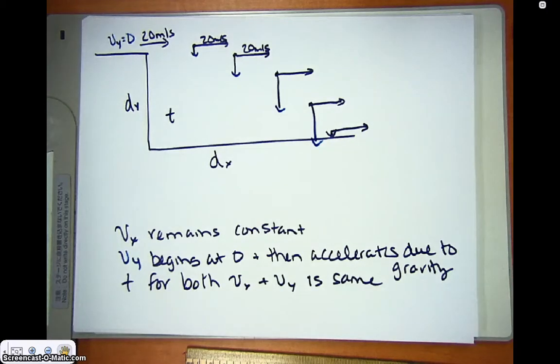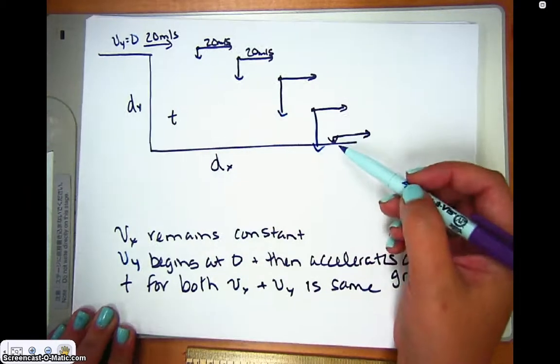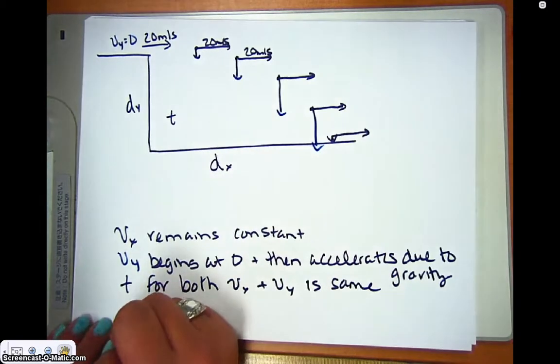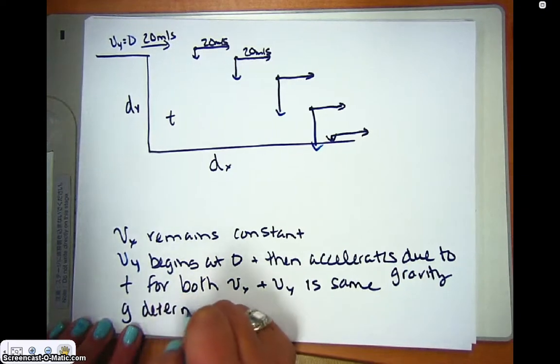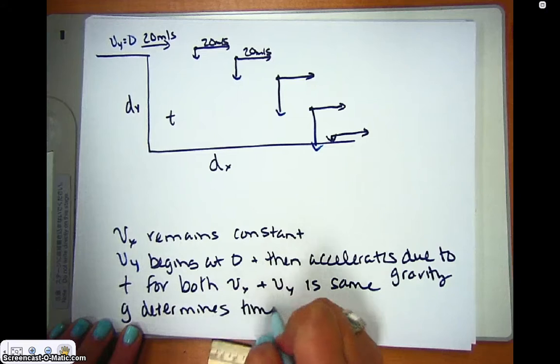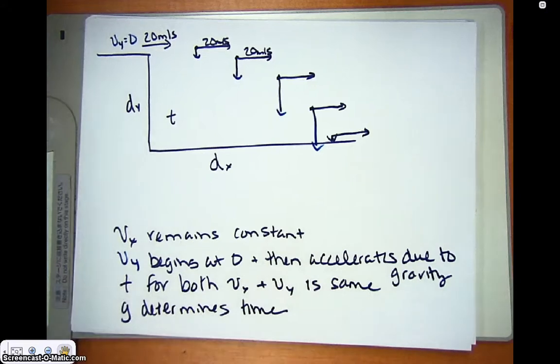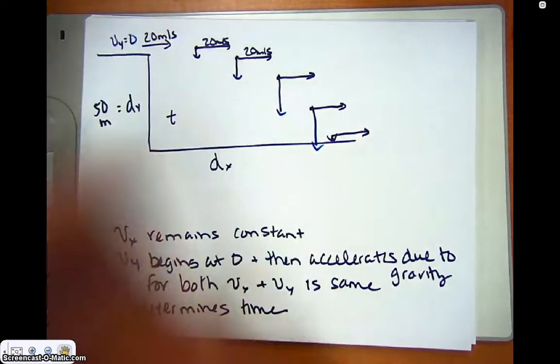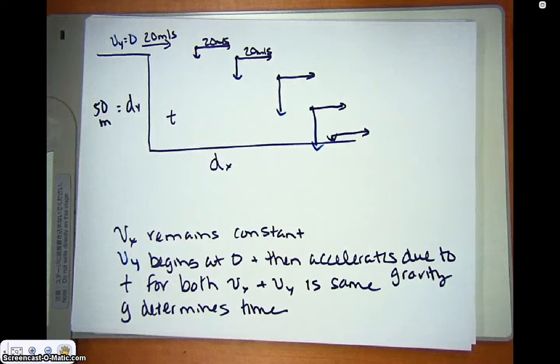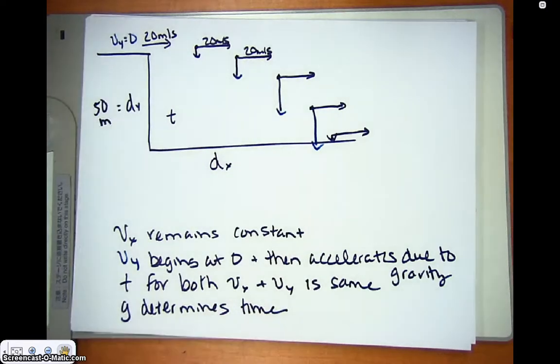But what really determines how long something is in the air? Well, in this case, we know that gravity is what's bringing it down to the ground. So gravity, or little g, determines time. Right? So let's give our cliff a height. Let's say my cliff is 50 meters up in the air. Let's try and use this in order to figure out gravity and how gravity affects the time that the object's in the air, all right?